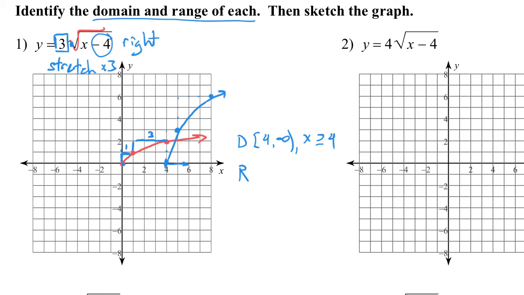Then the range is the y value. So the range starts at 0 and goes up to infinity. So I'm going to write from 0 to infinity. Or I could say y is bigger than or equal to 0. So there's the two different ways to say the domain, and there's the two different ways to say the range. So pick which way you like.